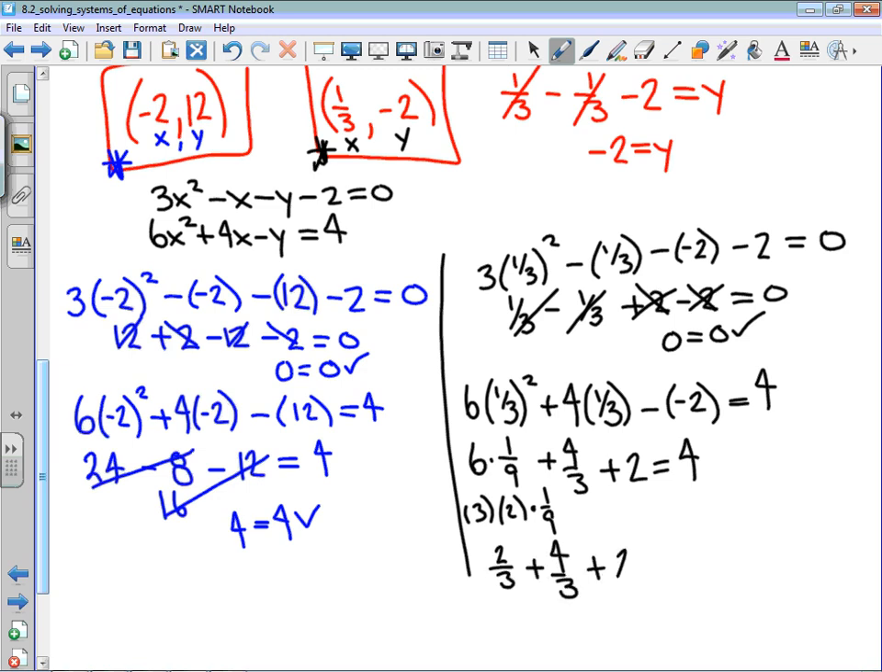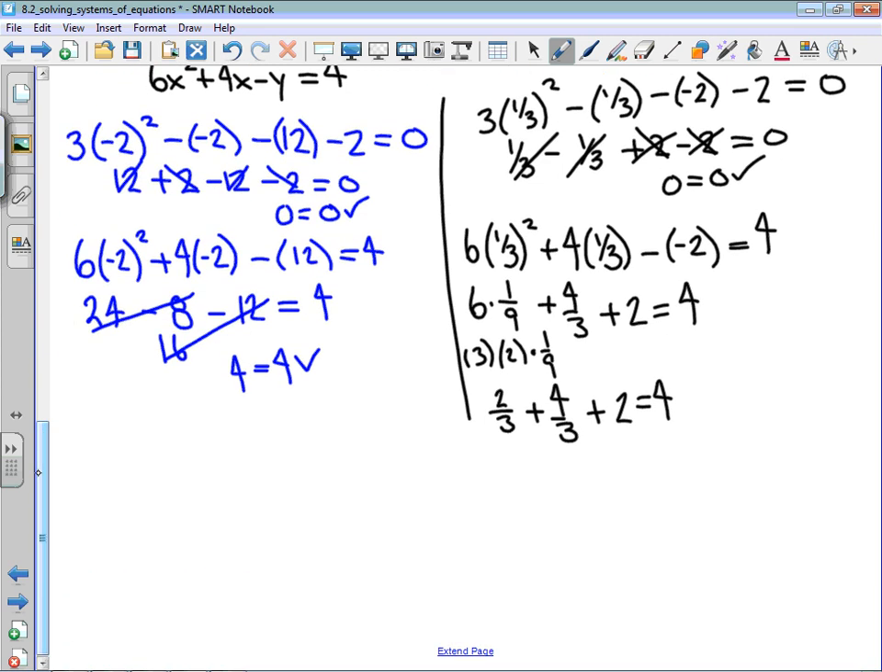Kind of ran out of room at the end here. 2/3 plus 4/3 is 6/3, and 6/3 is 2. Well, 2 plus 2 is definitely 4. So that answer verified as well. I know, again, last time in this video at least, it is tedious to verify, but it is very important because it allows us to make sure that we've done the question correctly.